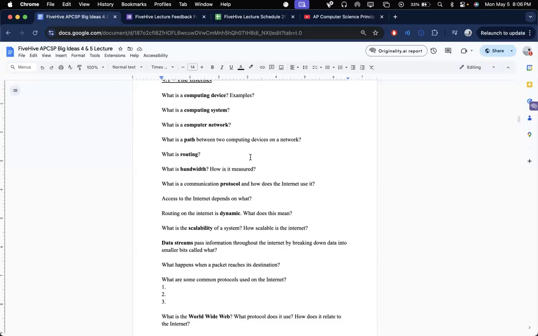So a path, between two computing devices, is just a sequence of directly connected computing devices that begins at one specific device and ends at another one that we call the receiver. So a path between two different computing devices lets you send data between them. Pretty straightforward, pretty intuitive, I think. What about routing? Does anybody remember the definition of routing? I'll give you a hint. It uses the idea of a path.